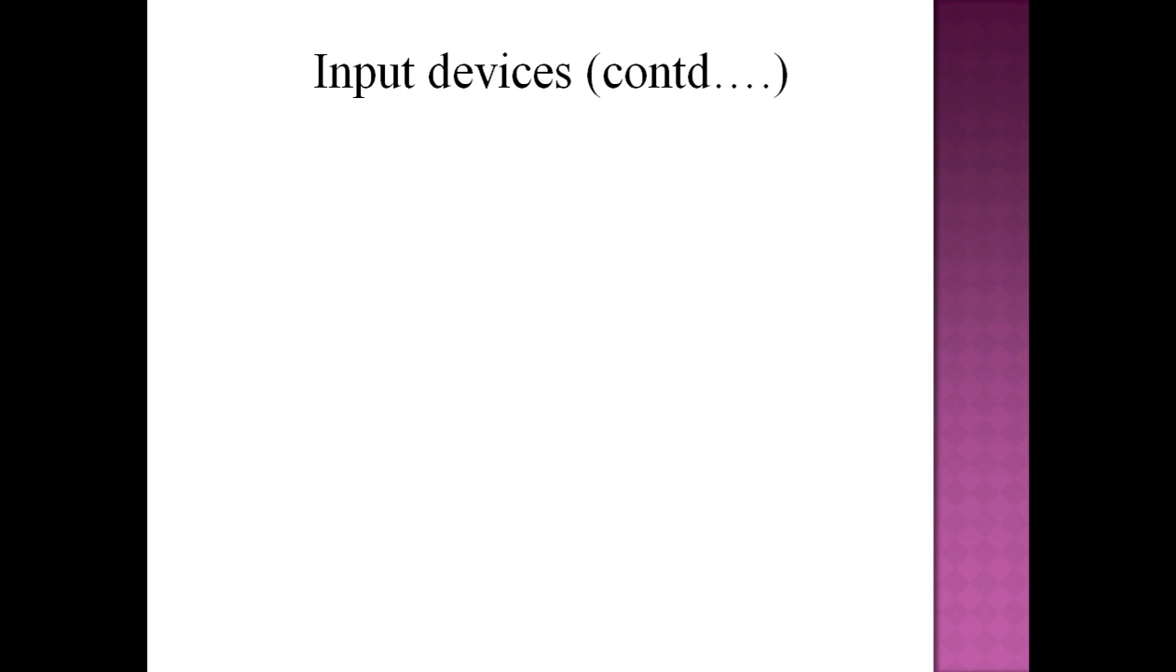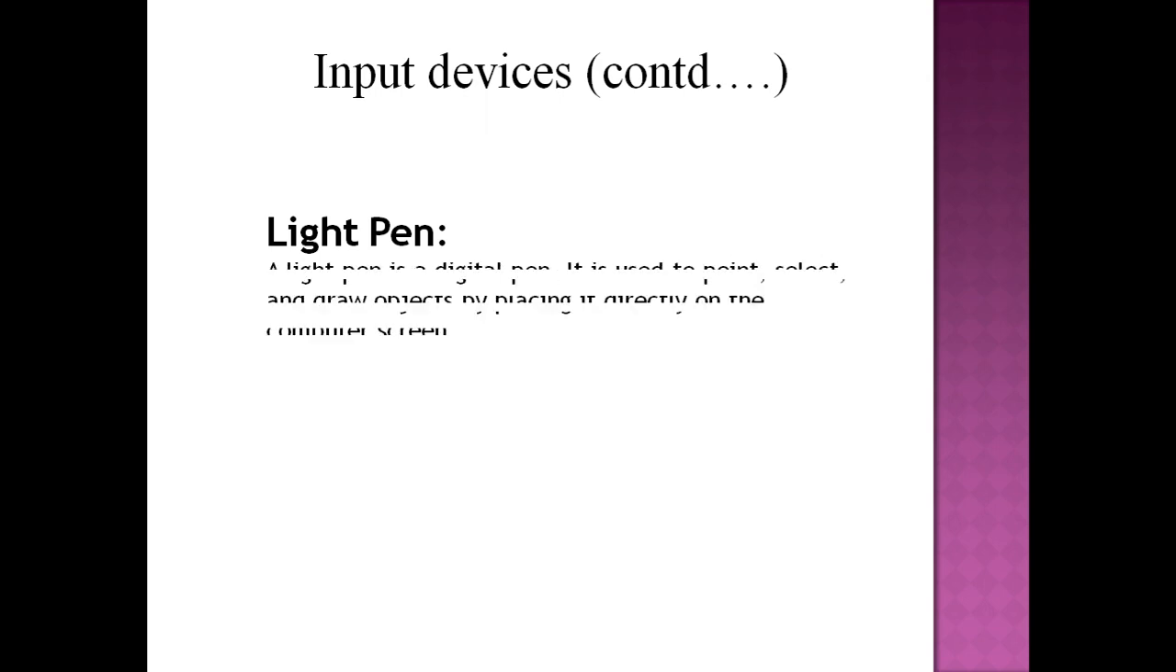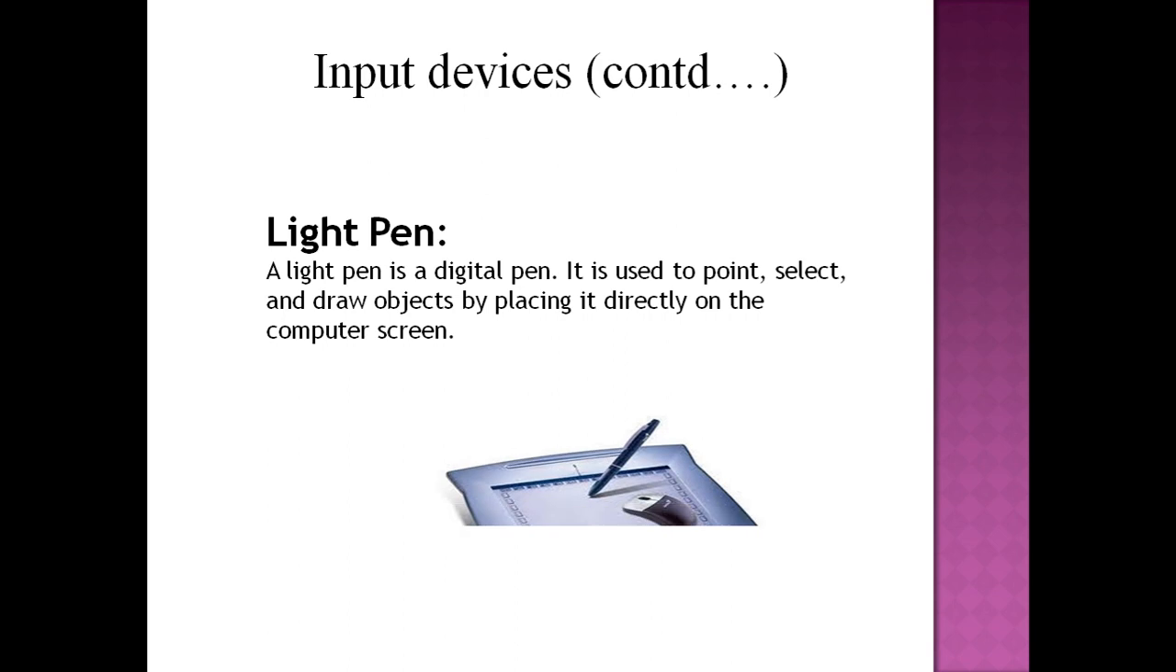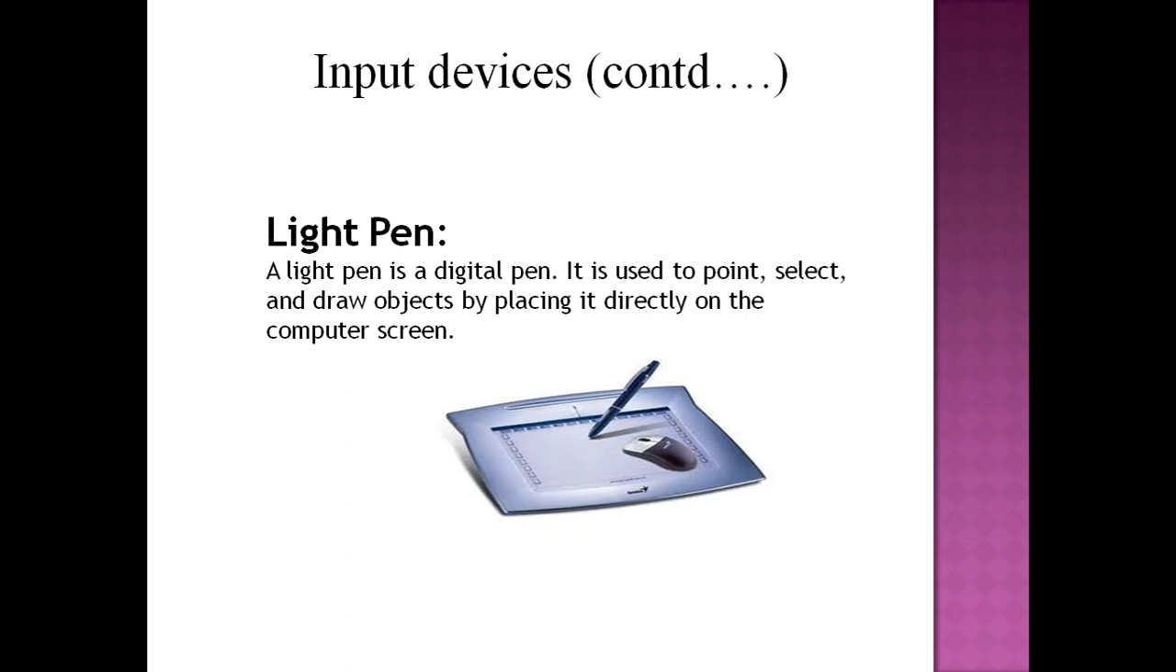Coming to the next input device, that is our light pen. What do you mean by light pen? A light pen is a digital pen. It is used to point, select and draw objects by placing it directly on the computer screen. A light pen is used only with CRT monitors. It is commonly used by engineers, architects, fashion designers and teachers while using a smart board.